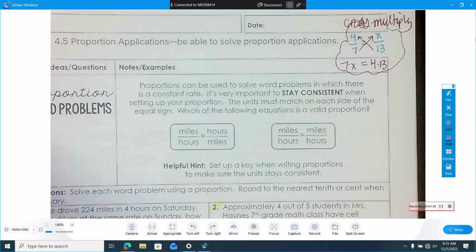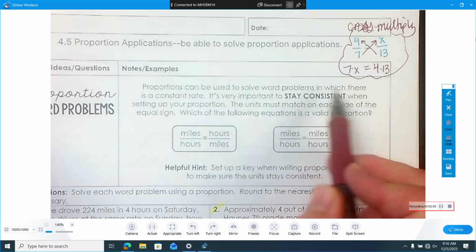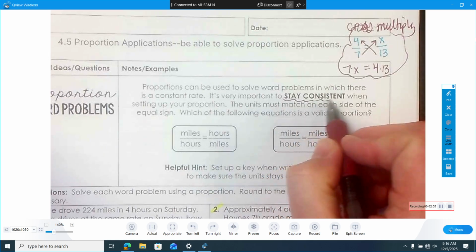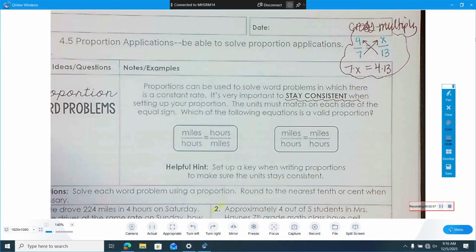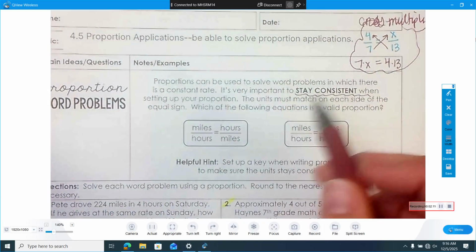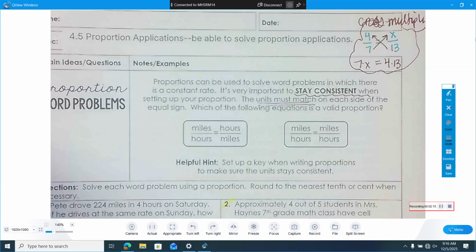So proportion word problems. Proportions can be used to solve word problems in which there is a constant rate. It's very important to stay consistent when setting up your proportion. And this is kind of the interesting thing, just being consistent. The units must match on each side of the equal sign.